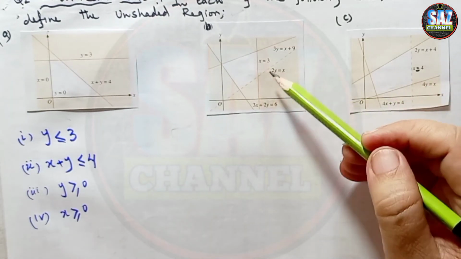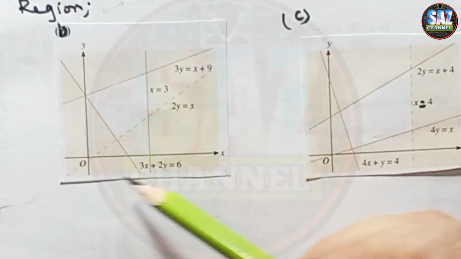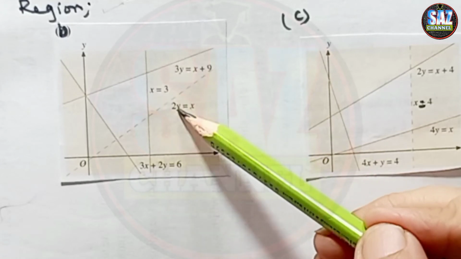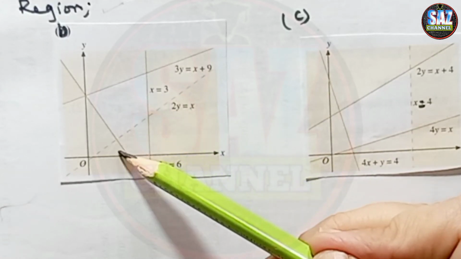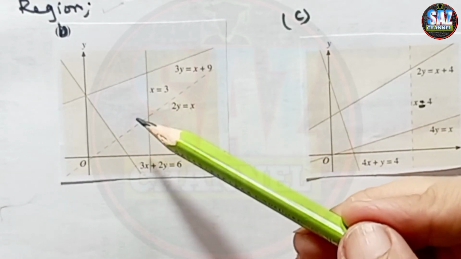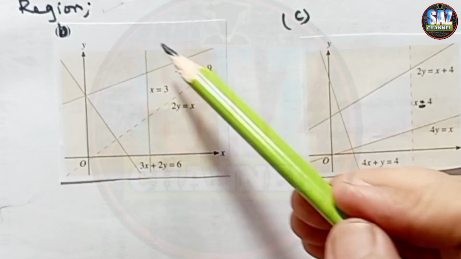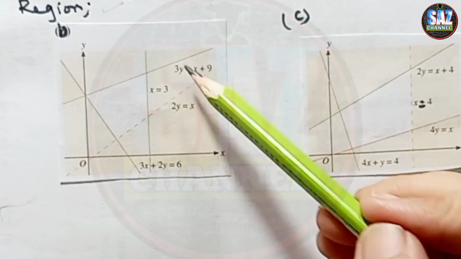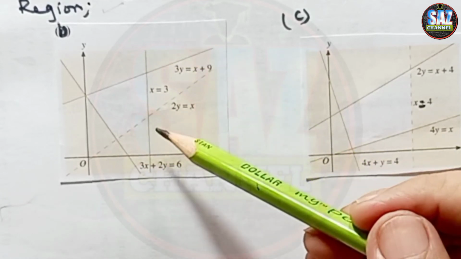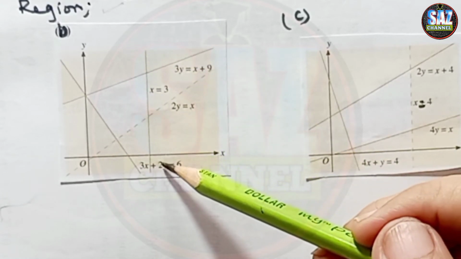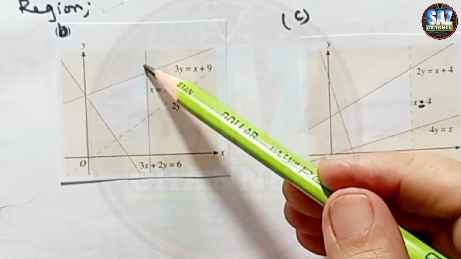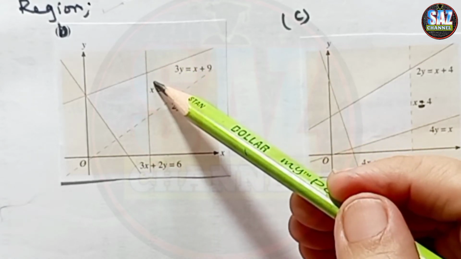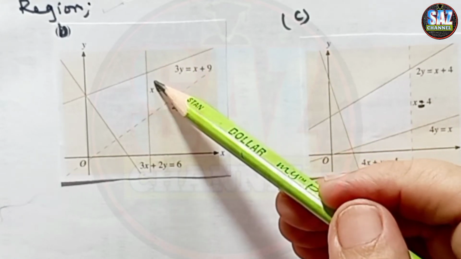Again, if we look at the graph given in the question, how many lines do we have? 1, 2, 3, and 4 lines. First of all, look at the diagram carefully and see if there is any horizontal or vertical line. Then we will start with that line. This line is x equals 3, the vertical line given in the question.